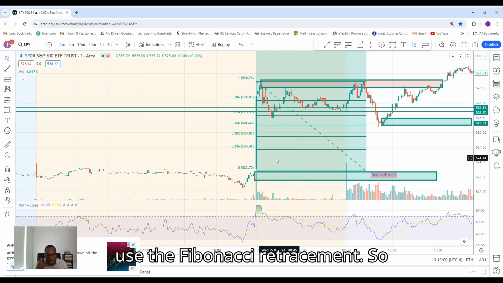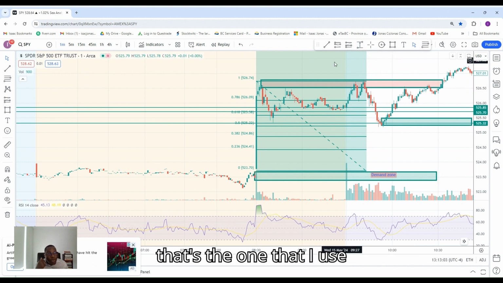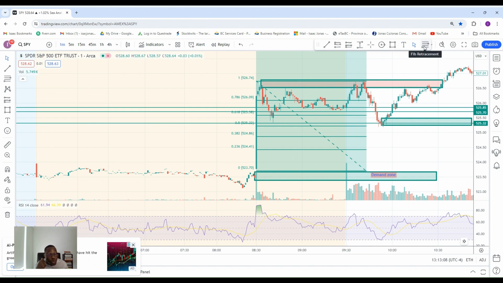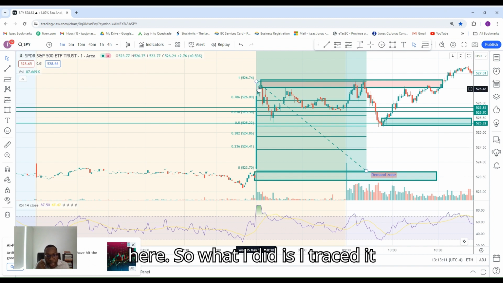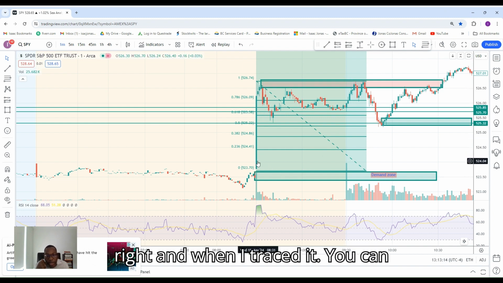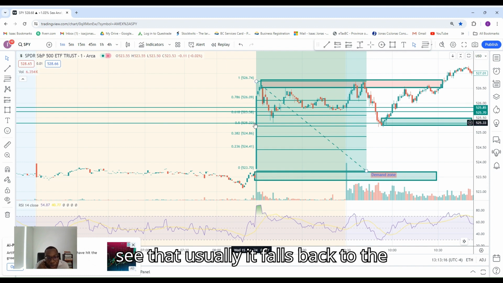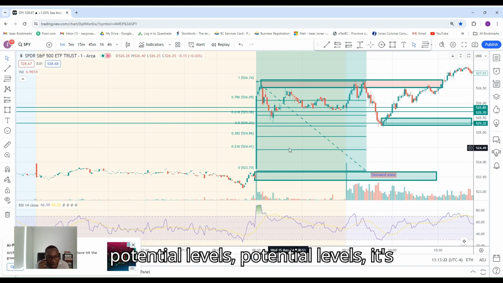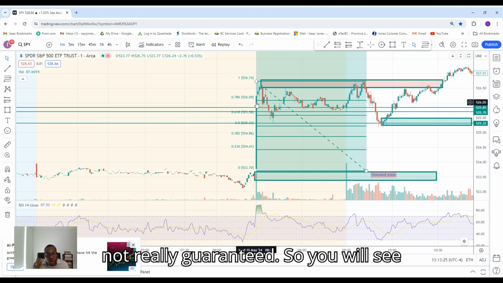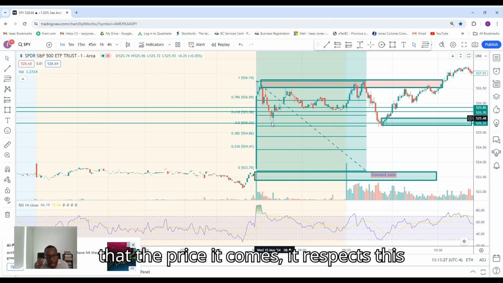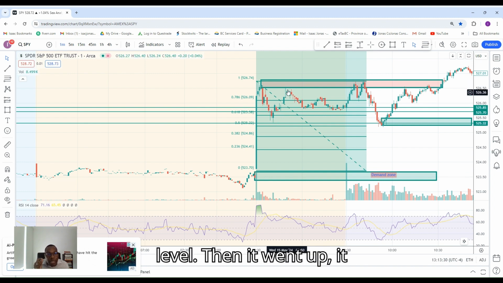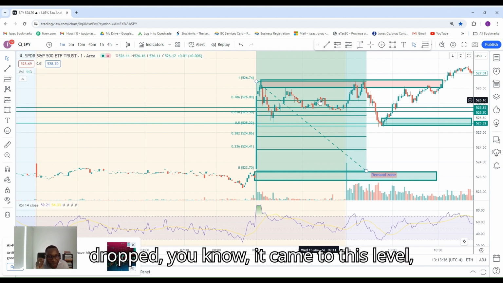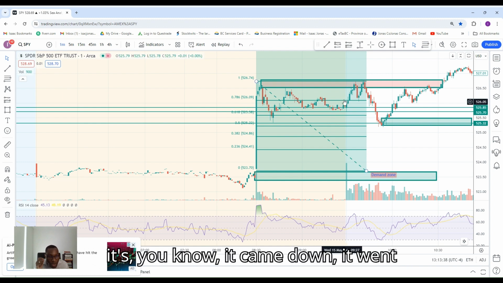So I use the Fibonacci retracement. That's the one that I use, that Fibonacci retracement tool here. So what I did is I traced it, and when I traced it, you can see that usually it falls back to the 0.5. It comes back, it gives you potential levels. It's not really guaranteed. So you see that the price comes, it respects this level, then it went up, it hit the supply zone, it dropped, it came to this level, it came down, it went up.